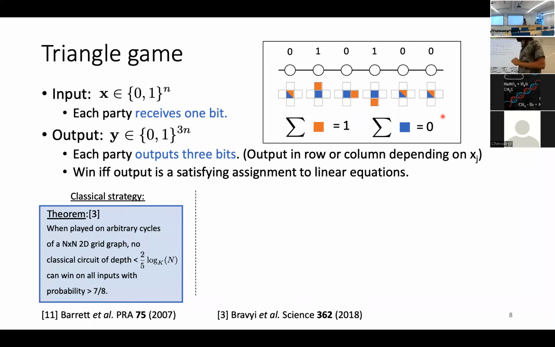Yes, but so we can essentially extend this now to the case where we consider these communication-assisted classical strategies that are mimicked by these shallow depth classical circuits. In the sense that if we extend this game slightly, where we actually play this game on arbitrary cycles in a two-dimensional grid graph, which is essentially what that 2D hidden linear function problem is, then what one can show is that no classical circuit of depth growing sublogarithmically in the size of the grid can win on all possible inputs with probability greater than 7/8, right? So we bound the global success probability away from 1.